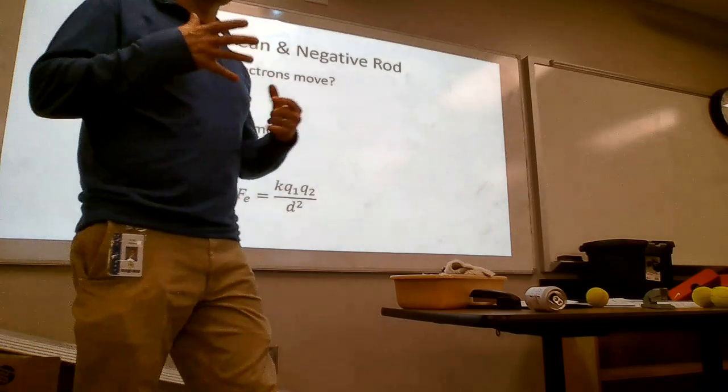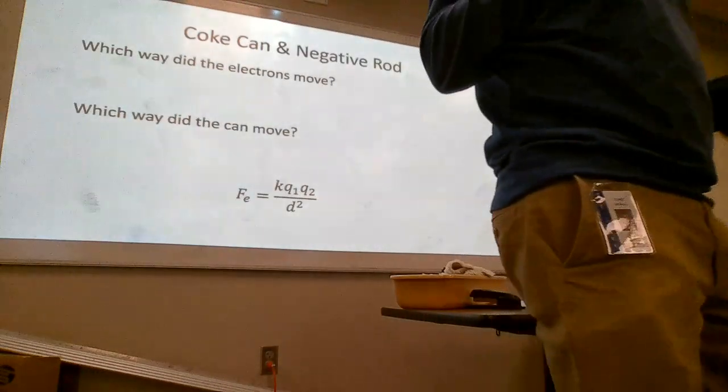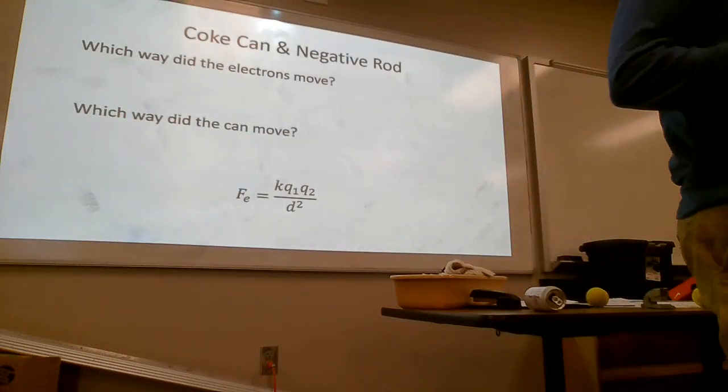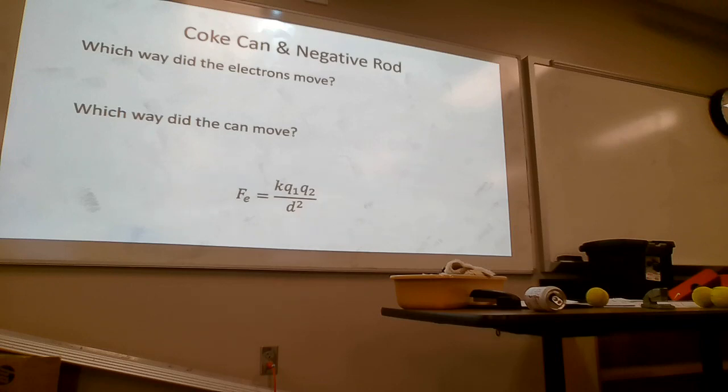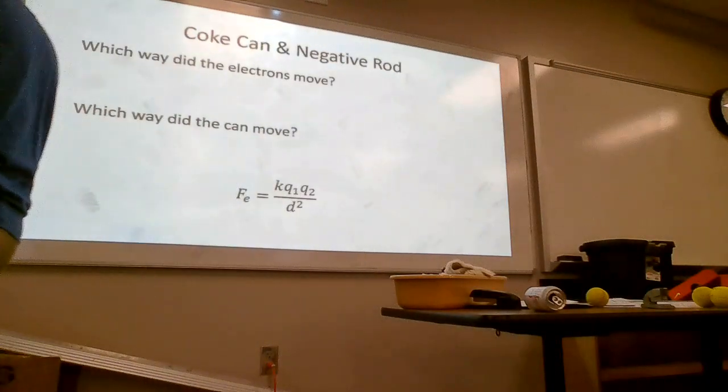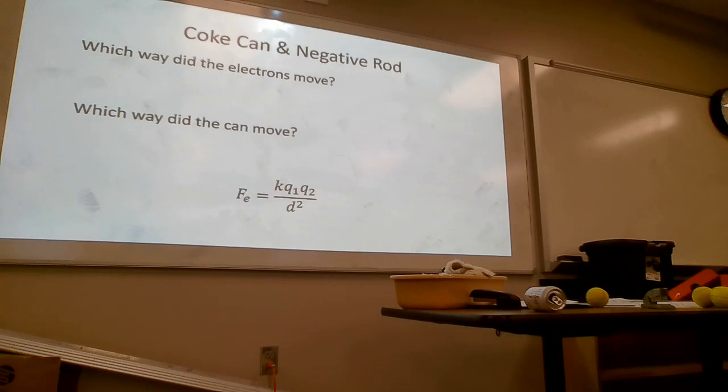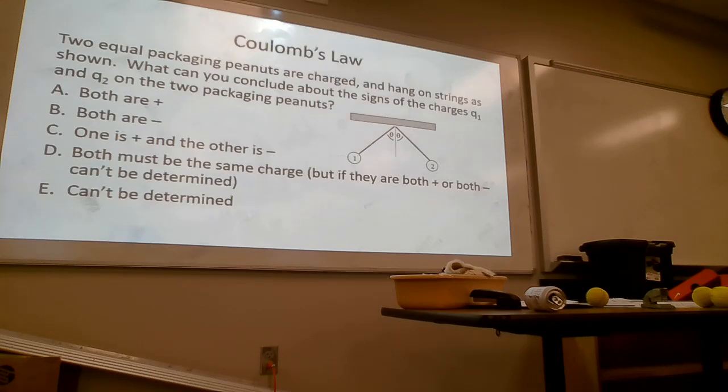So there is a force of attraction and a force of repulsion, but which is stronger? Attraction is stronger because the protons are closer. And so the can rolls towards the rod because the net force, the total force, is towards the rod because the force of attraction is greater. Good with that? Give that one a shot.